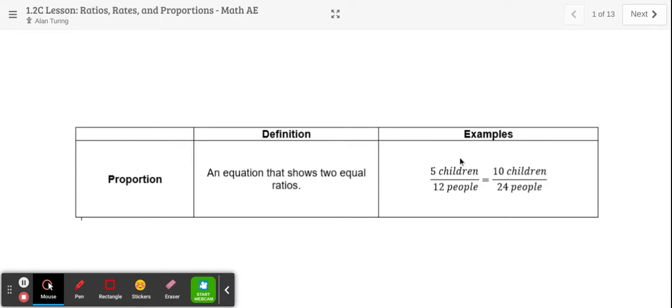So for example, 5 children to 12 people is equivalent to 10 children to 24 people. So this is an example of a proportion. Both of these ratios are exactly the same. So if you multiply 12 times 2, you get 24. And if you multiply 5 times 2, you get 10. So 5 children to 12 people is equivalent to 10 children to 24 people.